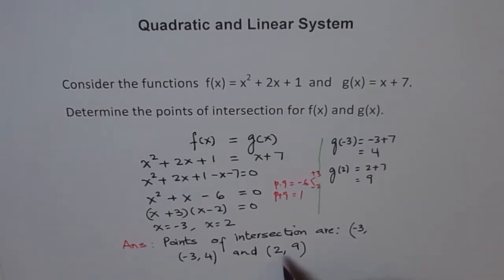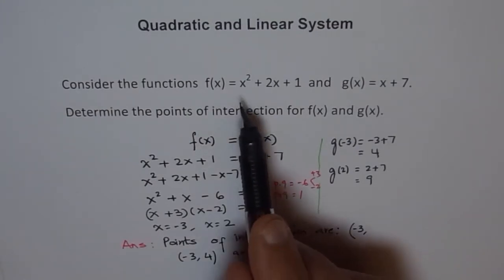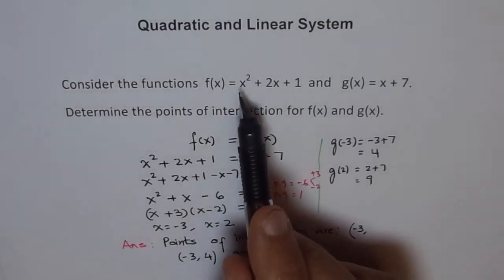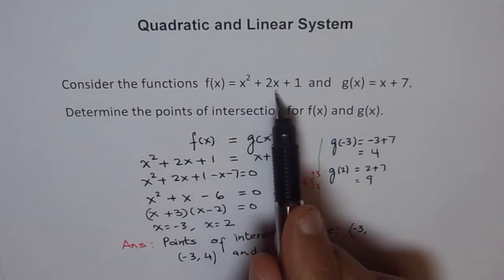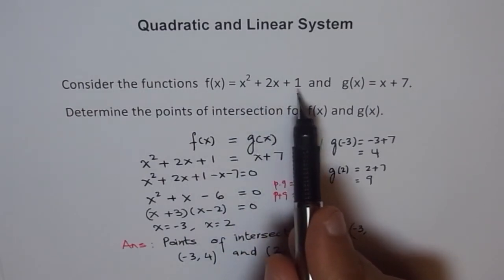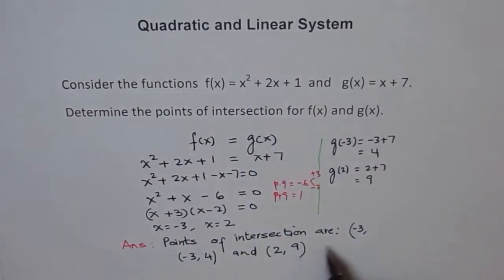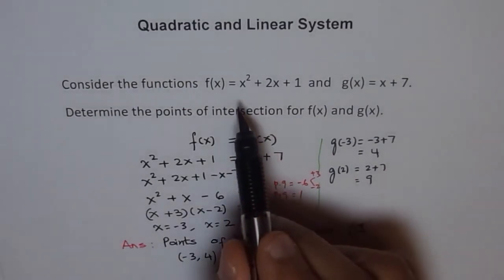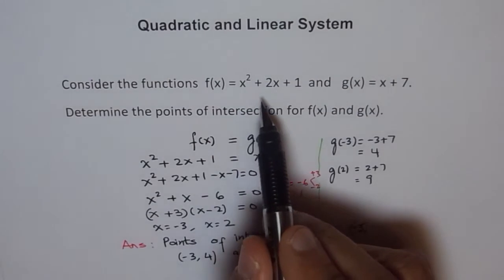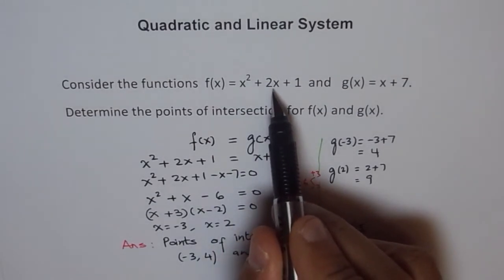If you want, you can check the values. If you plug in 2 into the first function, 2 squared is 4 and 2 times 2 is 4, so 4 plus 4 is 8, and 8 plus 1 is 9. That's perfect, right? And if you plug in minus 3, minus 3 squared will be 9 and 2 times minus 3 is minus 6.